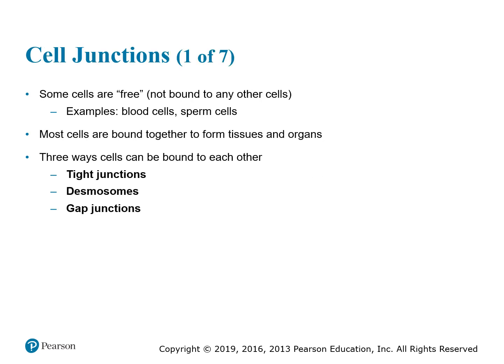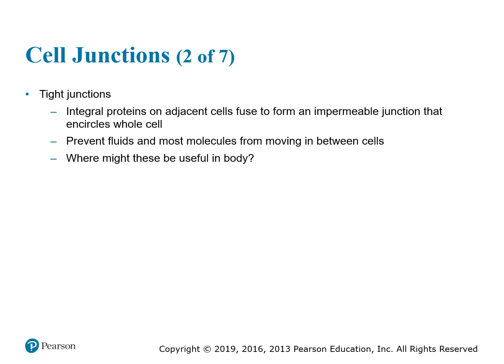So, as mentioned before, junctions. Some cells are not bound to any other cells, such as blood cells or sperm cells. That is just a functional requirement of those cells. But most cells are actually bound together in these sort of functional units. And the way that these cells can actually be bound to each other is a cellular junction, such as a tight junction, a desmosome, or a gap junction. Tight junctions are integral proteins on adjacent cells that are linked together. And they are tight because they prevent fluids and most molecules from moving in between cells.